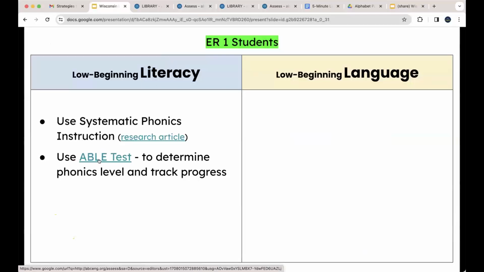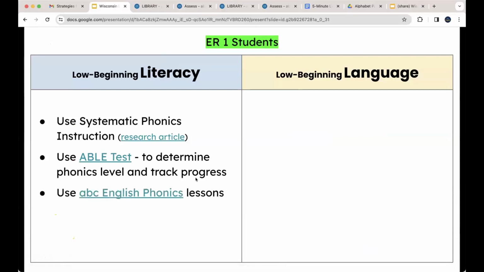and helps you determine what their phonics level is, where to start within a systematic phonics system, and also to track their progress over time.